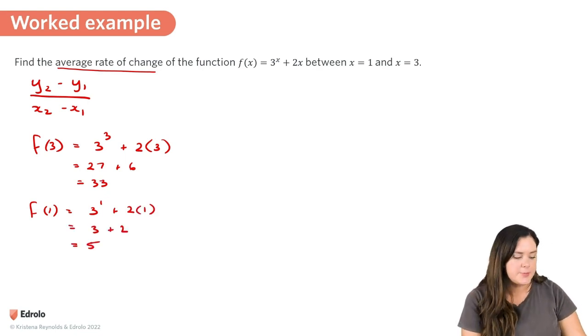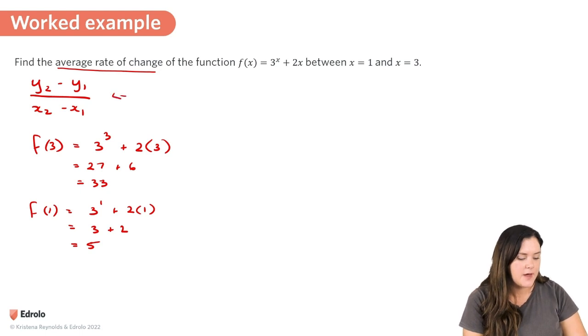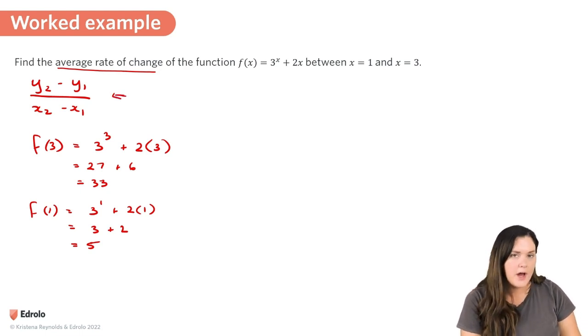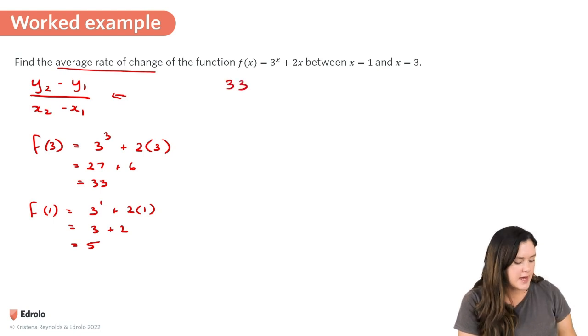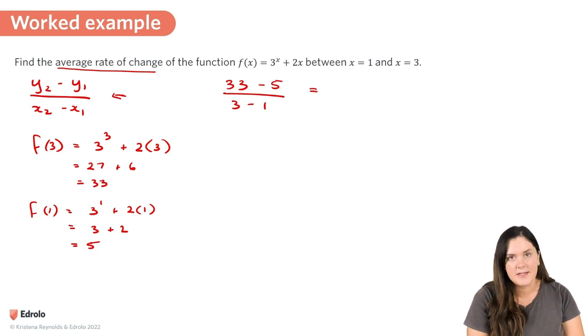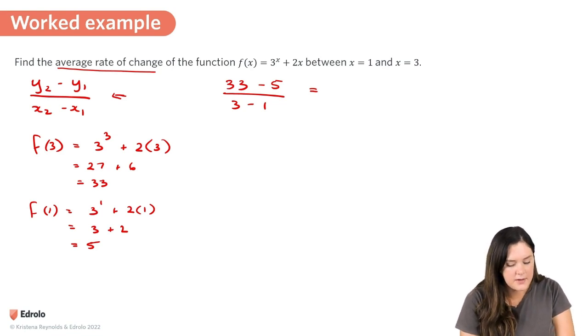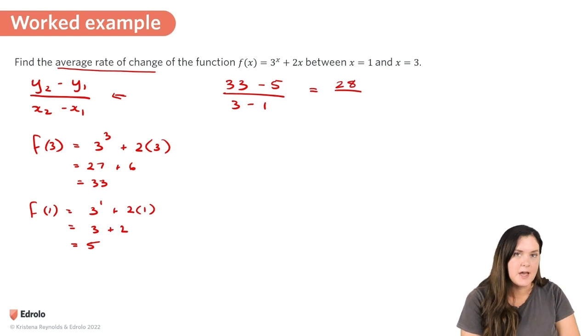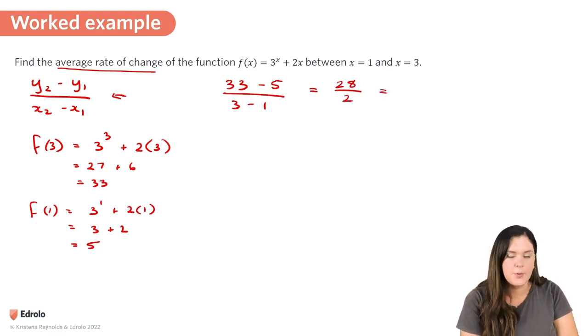Now, all I need to do is put that into our rule that I wrote at the top there. So y2 is going to be 33 and y1 will be 5. So 33 take away 5. x2 is going to be 3 and x1 will be 1. So now we just need to solve. So 33 take away 5, that's going to give me 28. And 3 take away 1 is 2. So 28 divided by 2 is going to be 14.